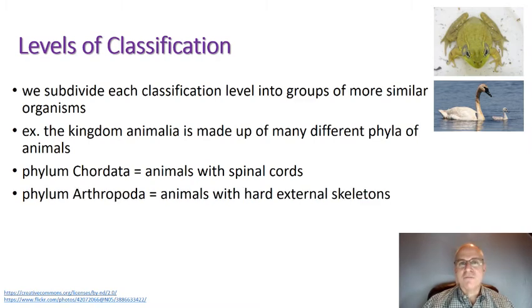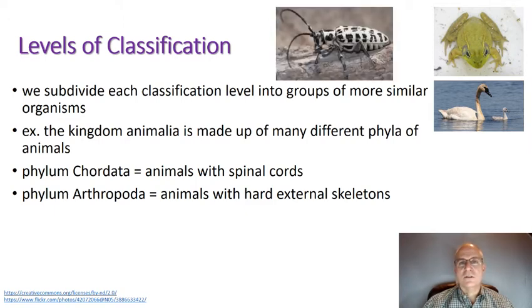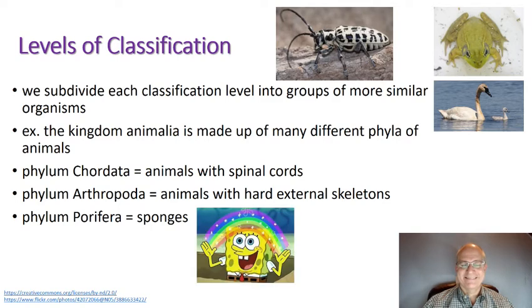The phylum Arthropoda, these are the animals that have a hard external skeleton, and that's going to include animals like the longhorn beetle here, crabs and lobsters and crayfish are all animals in the phylum Arthropoda. And the phylum Porifera, these are the sponges, like that sponge that lives in a pineapple under the sea, our favorite SpongeBob SquarePants. And there are other phyla too, again, that we will be talking about next week.